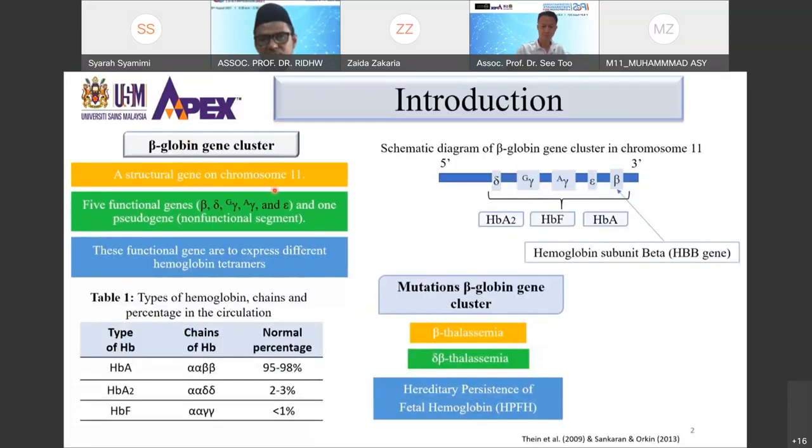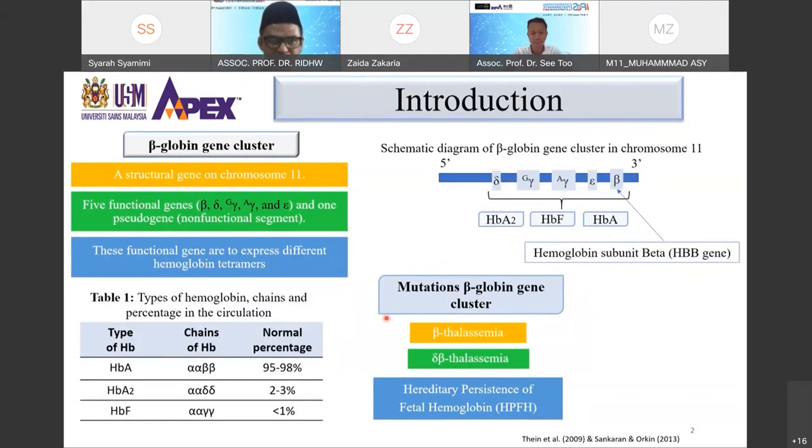Beta globin gene clusters are located at chromosome 11 and arranged with the 5 functional genes shown in the schematic diagram. These functional genes are used to express the different types of hemoglobin with their own genes and normal percentages, such as HbA2, HbF, and also HbA.